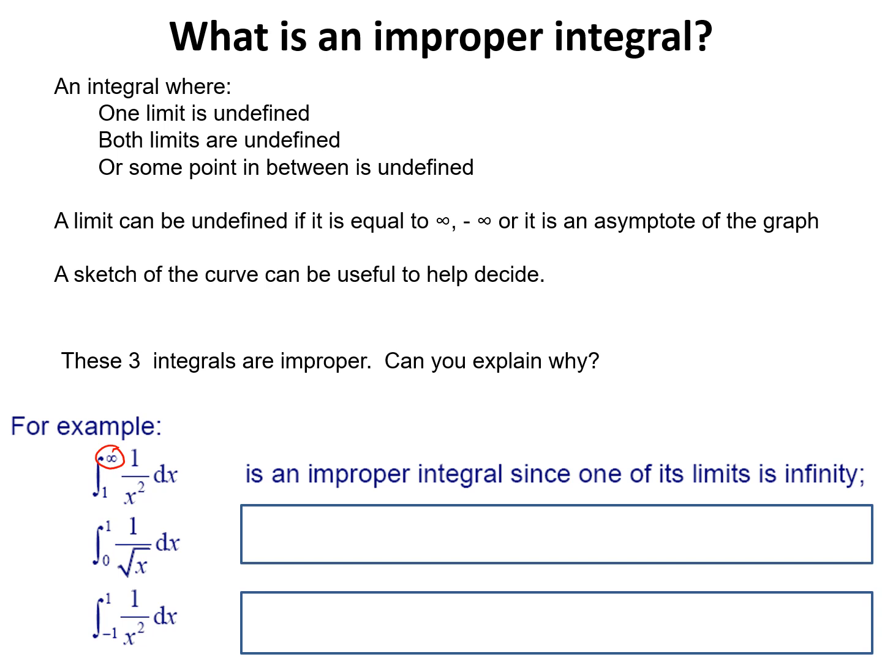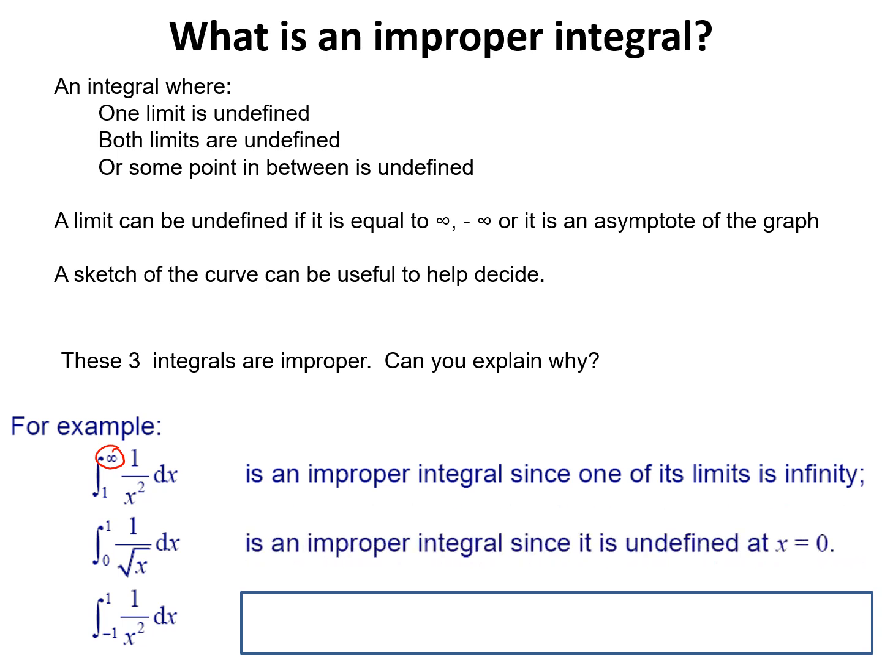The next one, neither of the limits are infinity. So is there a problem with the graph at some point? If you put 0 in there, 1 divided by 0, oh dear. That would give us another point that's undefined at x is 0, it's an asymptote.